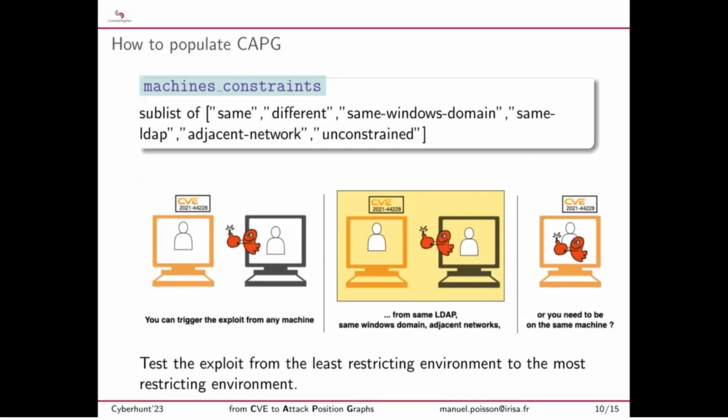About user source and user destination, and also user constraints, this is a similar process: trying to exploit from different users and then determining who is the user that is reached after exploiting the CVE.